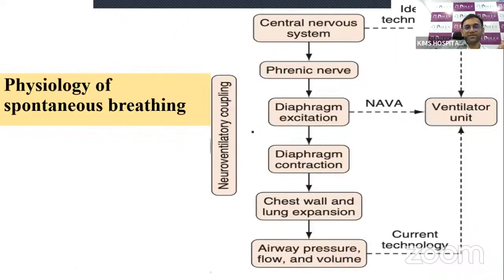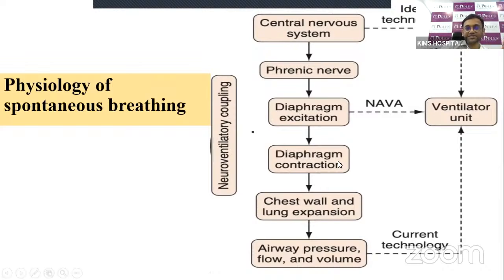Normally, whenever the baby breathes, the impulse is initiated from the central nervous system, the brainstem, the medulla oblongata, where the respiratory centers are present. The impulse from the respiratory center goes to the phrenic nerve, both right and left, and these phrenic nerves innervate the diaphragm, causing excitation of the diaphragm. The impulse spreads to the diaphragm, and then the diaphragm muscles contract.